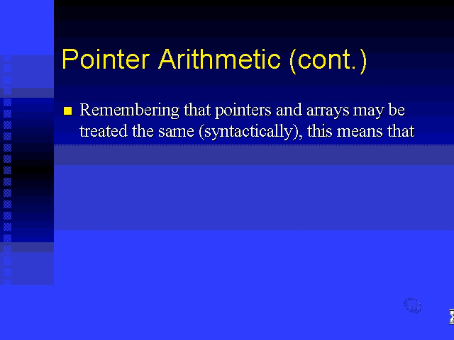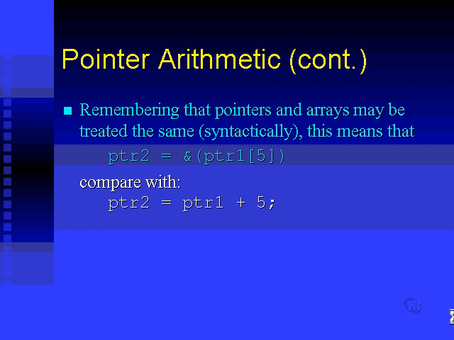Now, remember that pointers and arrays can be almost interchanged, at least syntactically they can be interchanged. What we've got is this expression, ptr2 equals the address of the 6th element of ptr1, or it's the address of the 6th element of the array, whichever way you like to look at it. Now compare that line of code, or that expression if you like, with this. What I'm asserting is that those two expressions or statements are absolutely identical, and it doesn't matter if ptr1 is an array or if ptr1 is a pointer. This is what pointer arithmetic is.